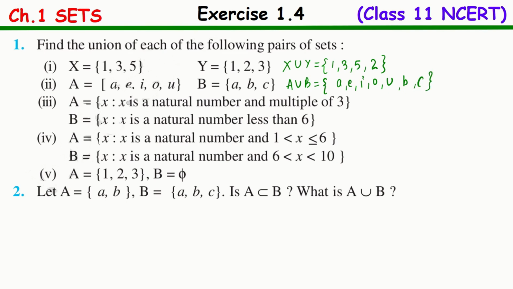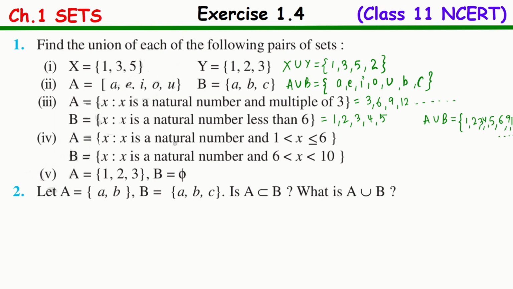The third part: A is a natural number and a multiple of 3. The natural number multiples of 3 are 3, 6, 9, 12 and so on. B is a natural number less than 6. Less than 6 means the natural numbers 1, 2, 3, 4, 5. So A union B will be equal to 1, 2, 3, 4, 5, then 6, then after 6 it will be 9 and 12 and so on. The set will go on and on.